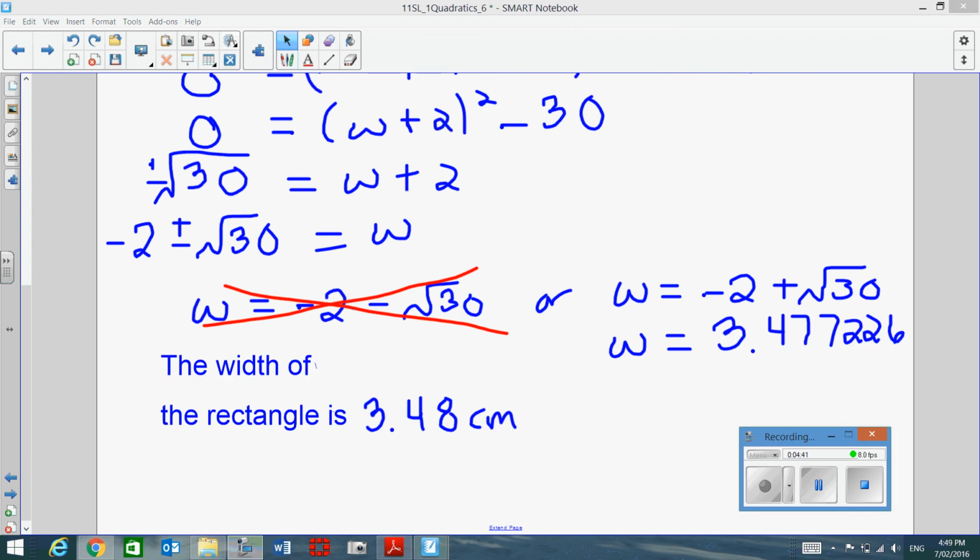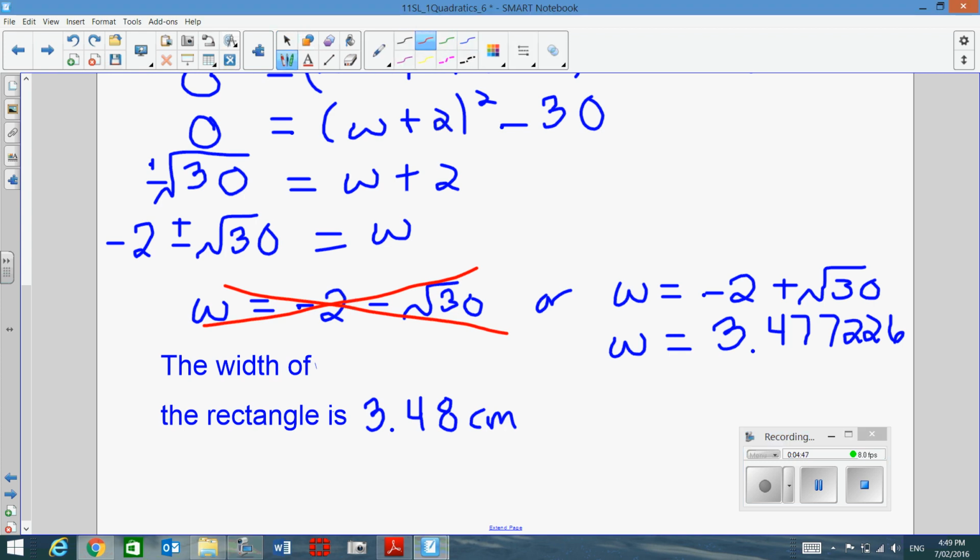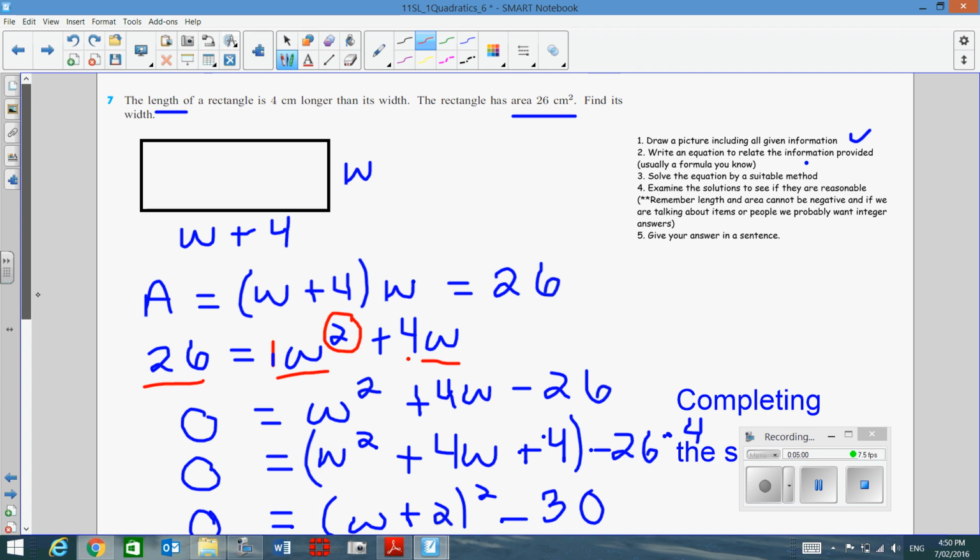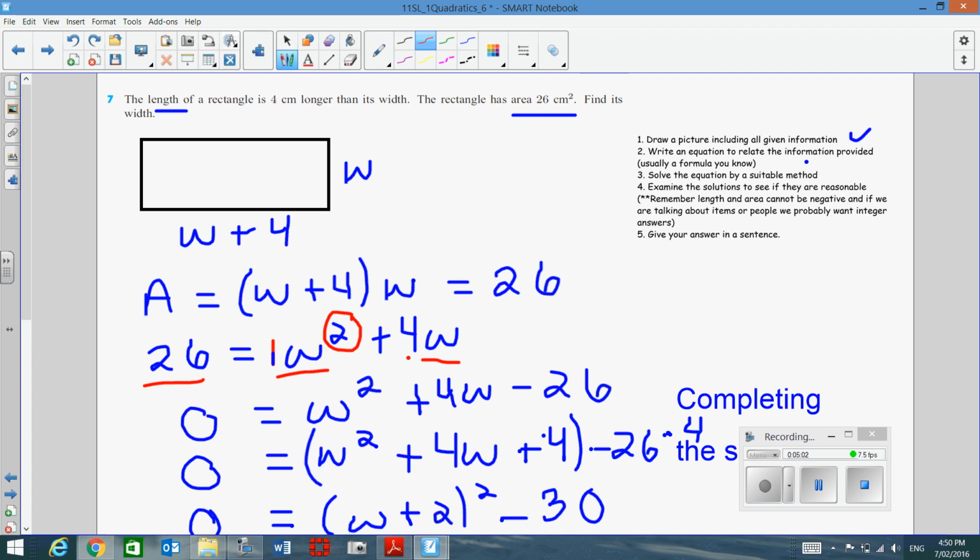All right, so the width of this rectangle is 3.48 centimeters. Remember that IB always suggests to leave an exact answer or 3 significant figures. So I'm going to leave my answer as 3.48 centimeters, and I'm writing my full sentence. So we've gone through all 5 steps of solving this problem.